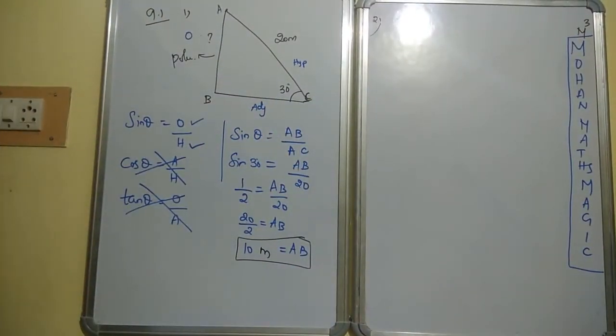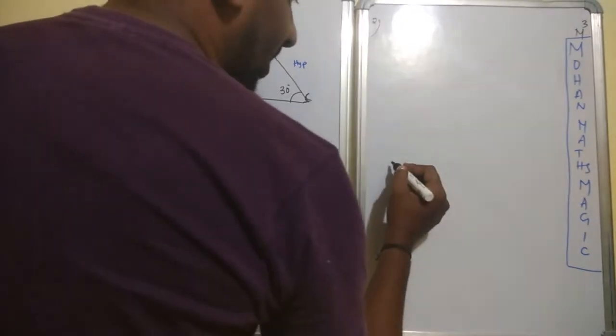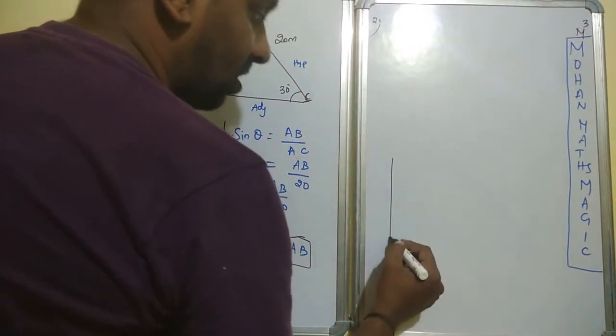Second one. The tree breaks due to storm and the broken part bends so that the top of the tree touches the ground level at an angle of 30 degrees. The distance between the foot of the tree to the point where the top touches the ground is 8 meters. So let me draw the tree.